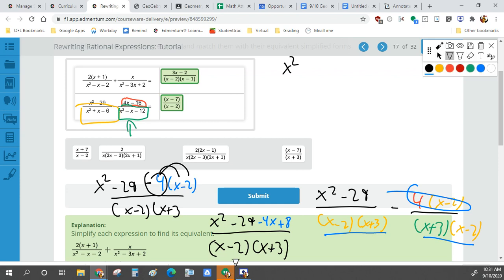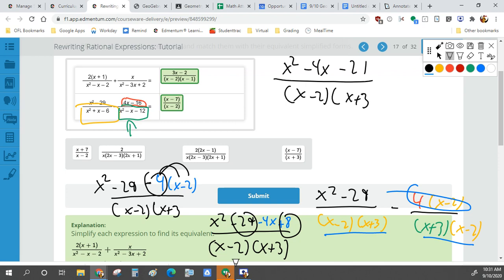So when I'm doing this, I want to simplify my middle numbers. If I'm simplifying this, this becomes x squared minus 4x. I'm going to combine this negative 8 and this, or negative 29 and this positive 8, so that ends up being negative 21 over x minus 2, x plus 3. I'm going to see that I can make this into a box. So I'm going to box this up.